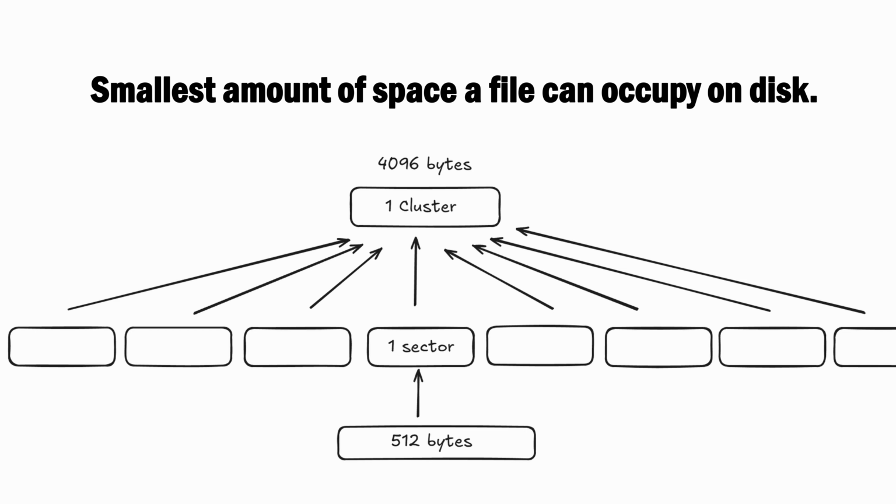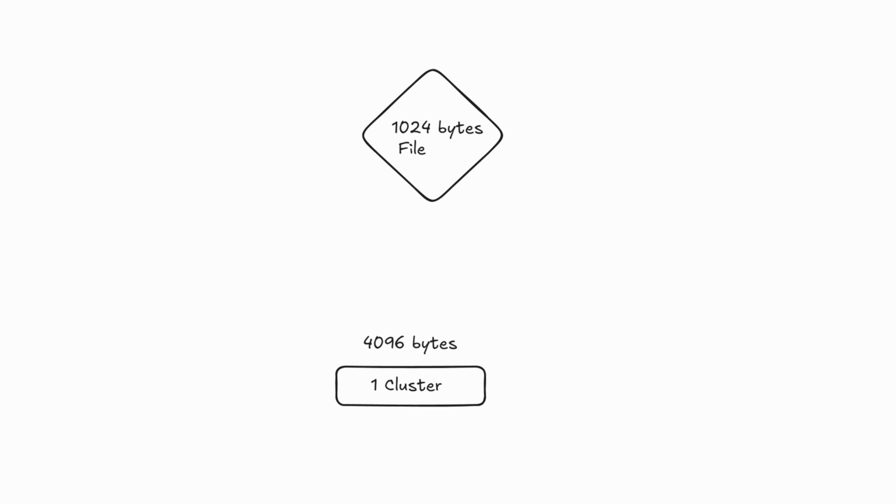This is the key point. Let's say you have a file of 1 KB, which is 1024 bytes. As we discussed, a cluster is 4 KB, 4096 bytes. Now, even though your file is 1 KB, it still takes 4 KB on disk. The remaining space doesn't just disappear.